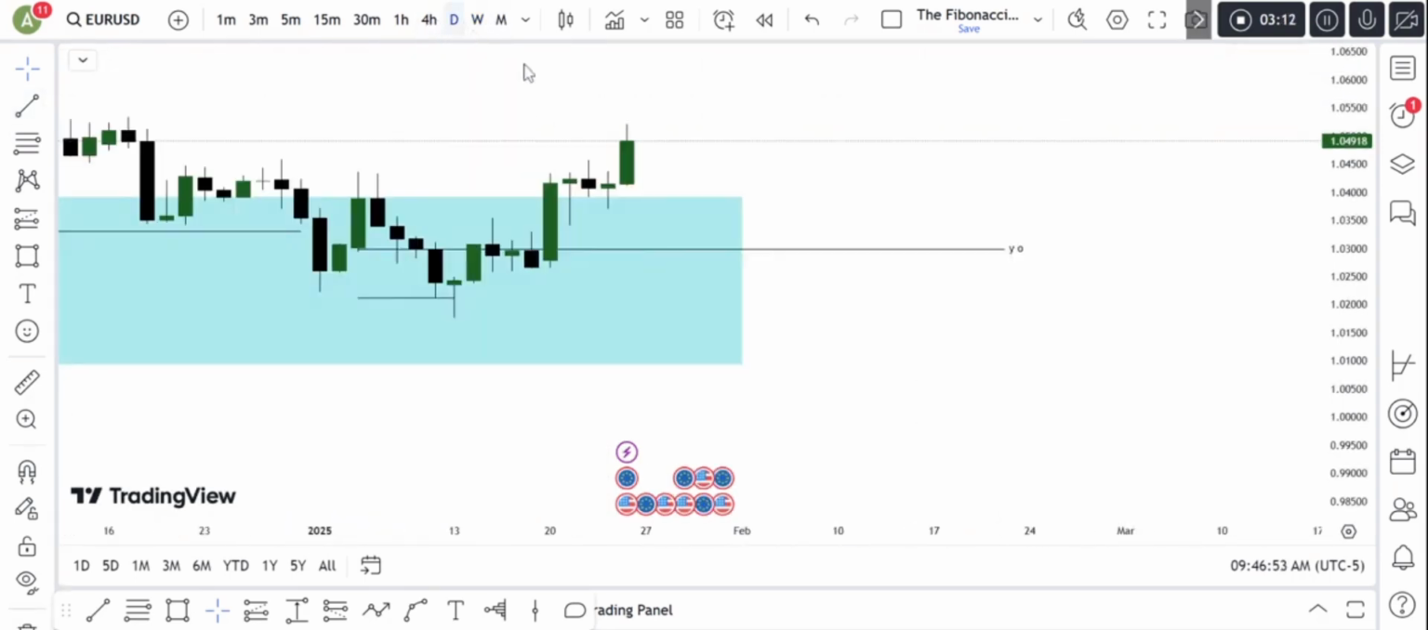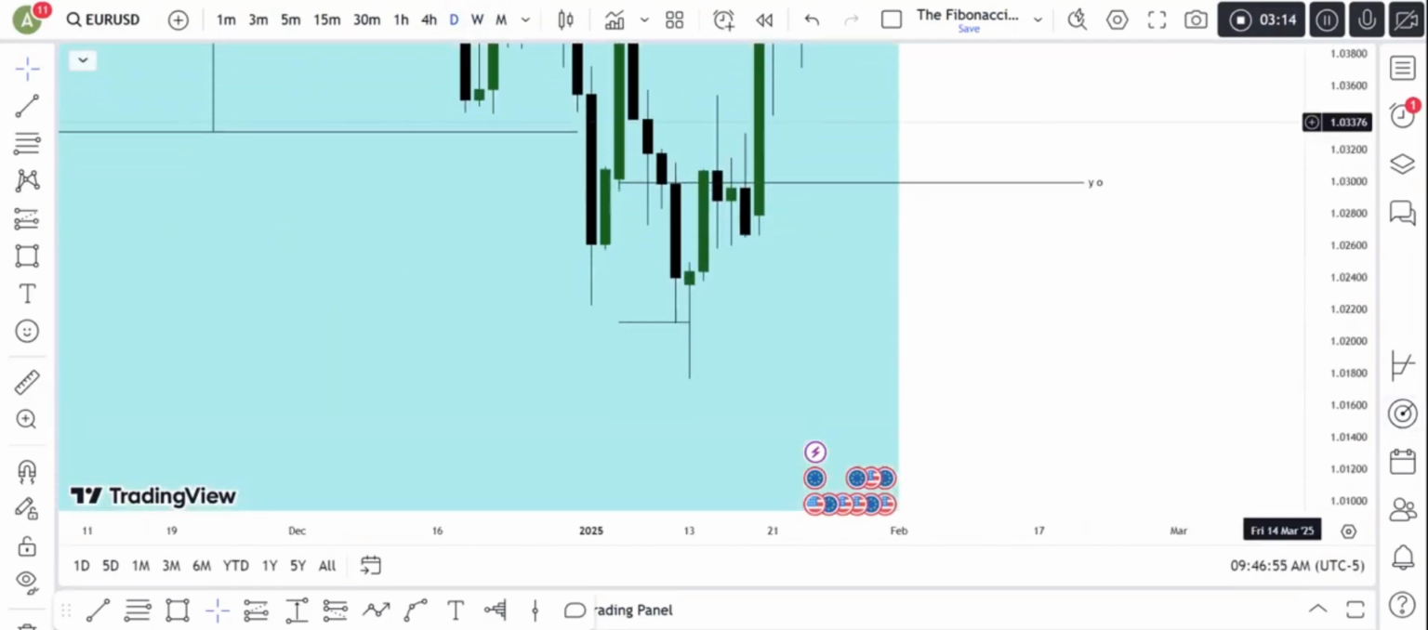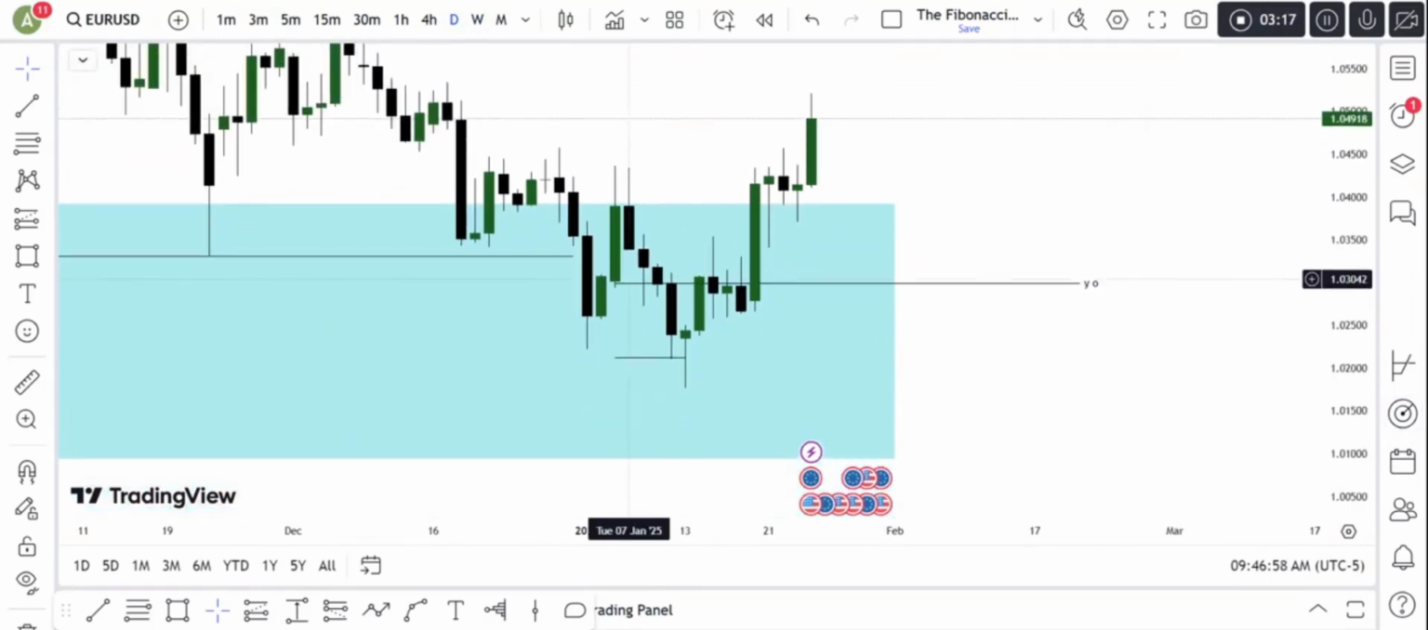Let's go to the daily time frame and see how the situation is going. Okay, so this is the daily time frame, and this is the 1 January candle.